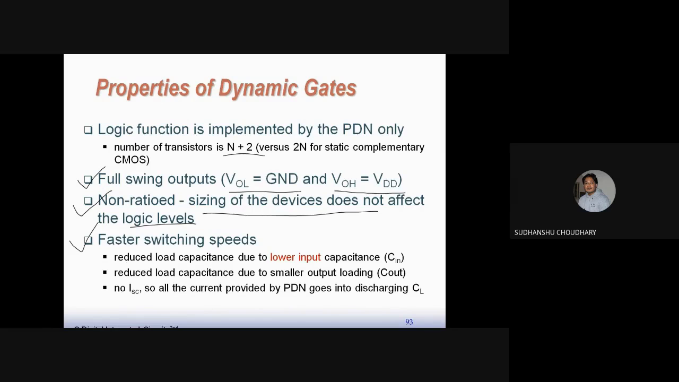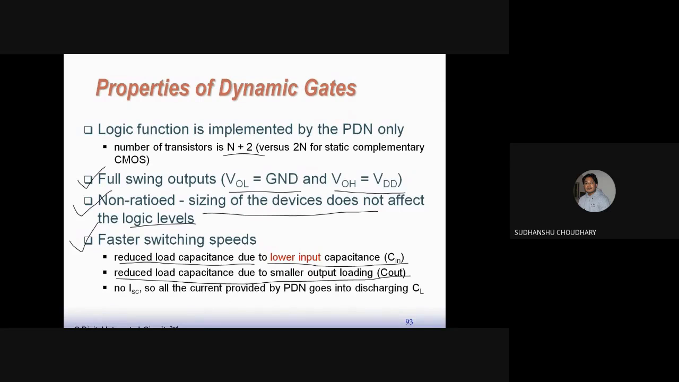Faster switching speeds come from the reduced load capacitance due to the lower input capacitance, because you do not have a full-fledged PMOS network here. You have just one PMOS in the pull-up network. So the load capacitance is reduced, and the switching speed is fast. The reduced load capacitance is due to smaller output loading, obviously because of the smaller number of PMOS.